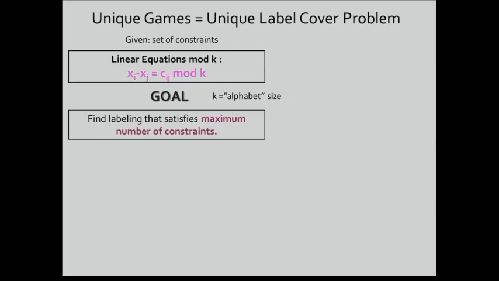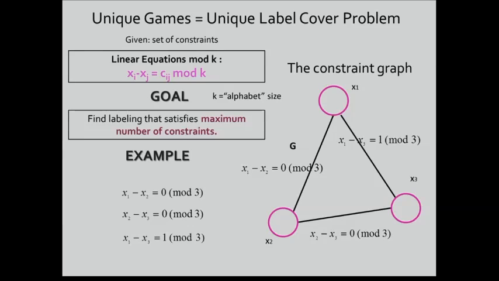So we're given a set of linear equations, and we are asked to find a labeling that satisfies the maximum fraction of them. Okay? So this is an instance of Unique Games, and we use k as the alphabet size. So we want to assign values from 0 to k minus 1 to all of the xi's, such that most of the constraints of the form xi minus xj equals some cij mod k are satisfied. And the way people, and I personally, like seeing Unique Games, is with a corresponding graph.